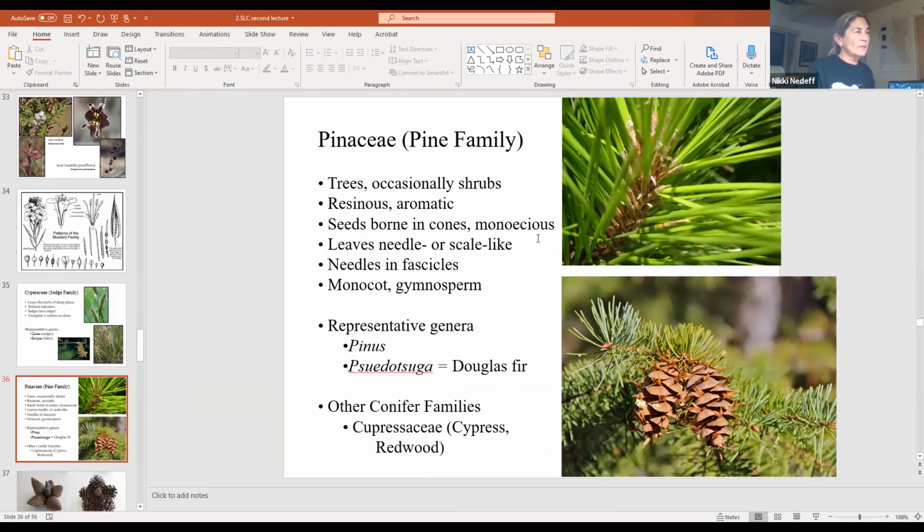They're monoecious, a scientific term meaning that male and female flowers occur on the same plants. We'll look at cones in a minute. The needles are modified leaves. This family doesn't have leaves per se. They have modified leaves that were developed over time, long eons of time, to withstand very cold temperatures.